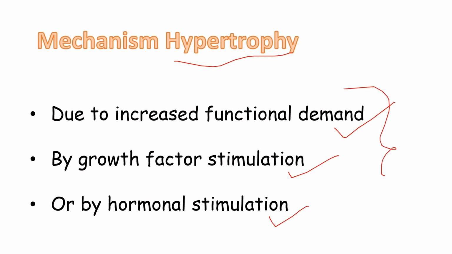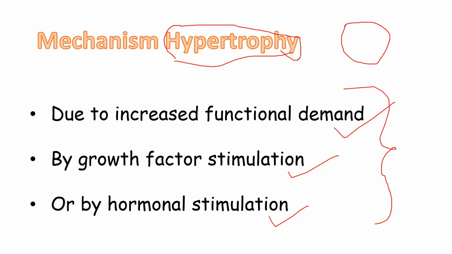Because of all this, they are going to increase the amount of proteins or the organelles inside the cell, which will increase the capacity of that cell to cope with stress. Basically, it will increase in size. In order to explain hypertrophy, usually we take myocardial hypertrophy as an example. So what happens in myocardial hypertrophy?